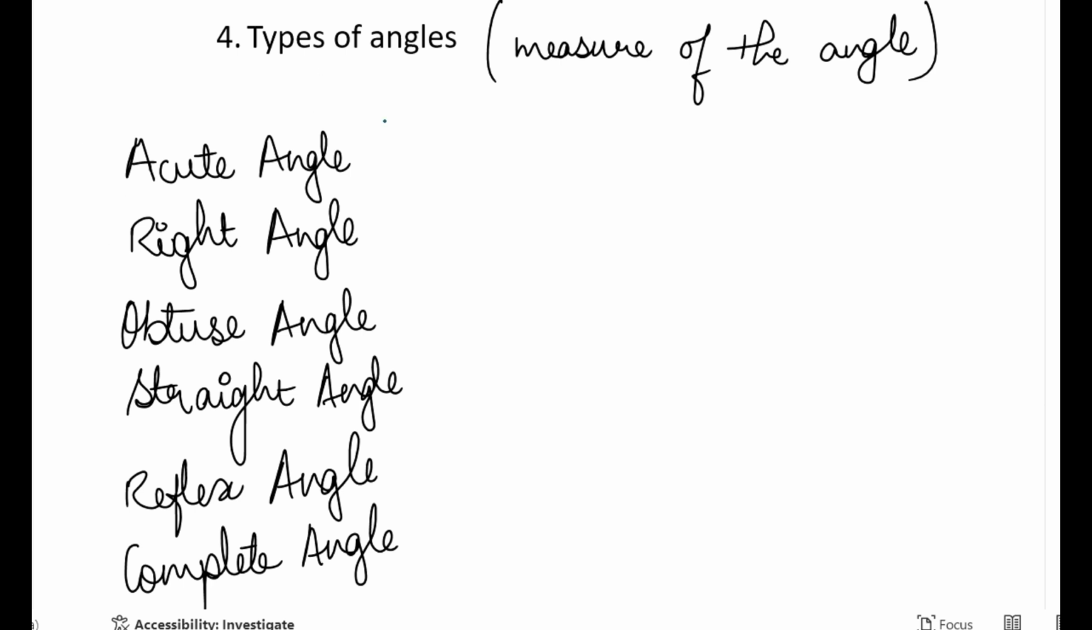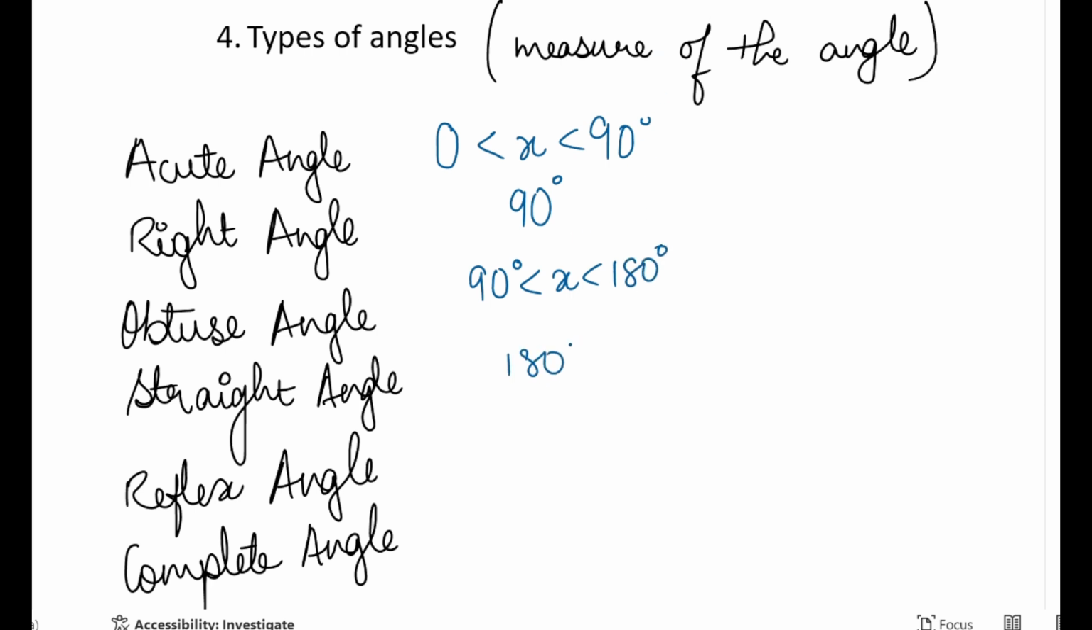Okay. So let's see. Acute angle is an angle measuring between 0 degree and 90 degree. It is not equal to 90 degrees. It is between 0 degree and 90 degree. You have right angle which is exactly 90 degrees. Then you have obtuse angle which is greater than 90 degrees but less than 180 degrees. Okay. Straight angle is exactly 180 degrees. Then you have a reflex angle which is greater than 180 degrees but less than 360 degrees. After that, you have a complete angle which is exactly equal to 360 degrees.